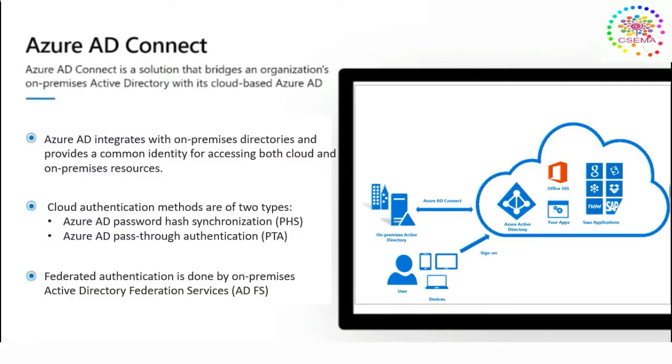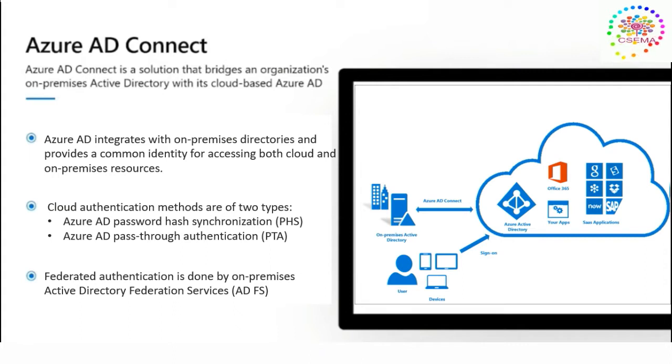Azure AD Connect is a solution that bridges an organization's on-premises Active Directory with its cloud-based Azure AD. It is designed to meet and accomplish an organization's hybrid identity goals and enable services like password hash synchronization, or PHS, pass-through authentication, or PTA, and seamless single sign-on.